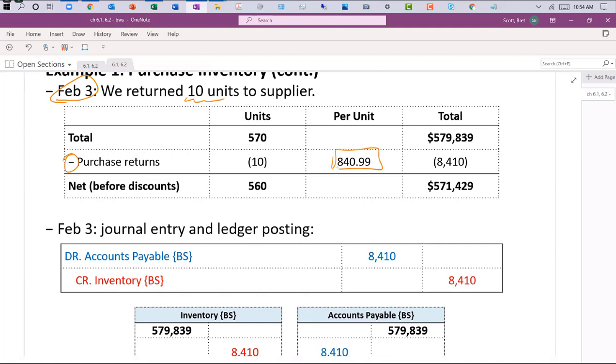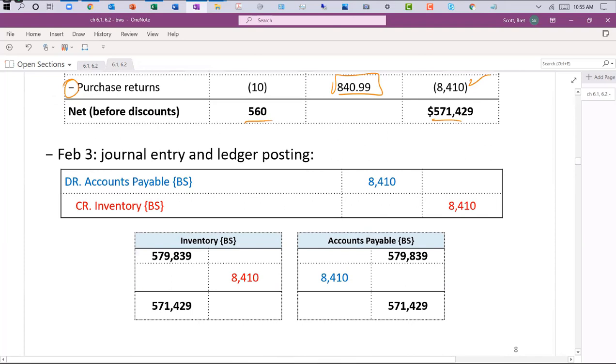The manufacturer will issue a credit memo to us indicating that we will not have to pay $8,410 for those bad units. So we got 560 units, and that's pretty darn good, and we'll stick with that for right now. So there's the overall cost so far. I'm just going to be keeping a running total as I go.